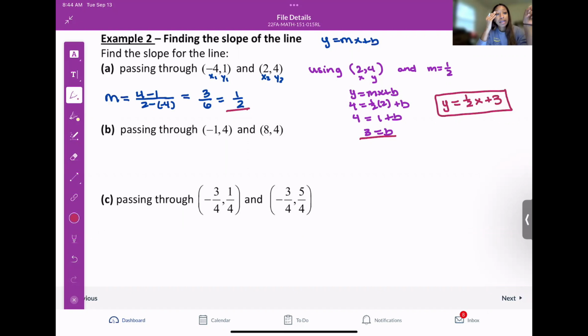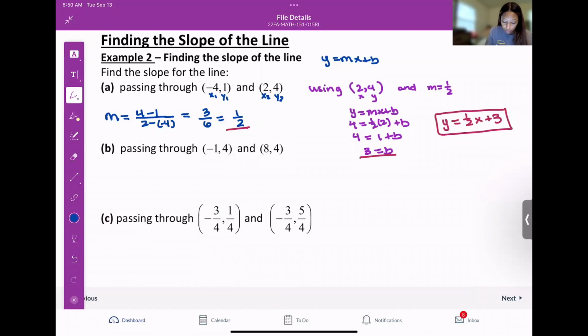So again, our process for this is take your 2 points, do y2 minus y1 over x2 minus x1 to find your slope. And then once you have the slope, use the slope and one of your points, either one, it doesn't matter, and plug those values into y equals mx plus b. So the point gives you an x and a y, and the slope gives you m. And then you can solve for b. And once you have m and b, you can write out the slope-intercept form of the line.